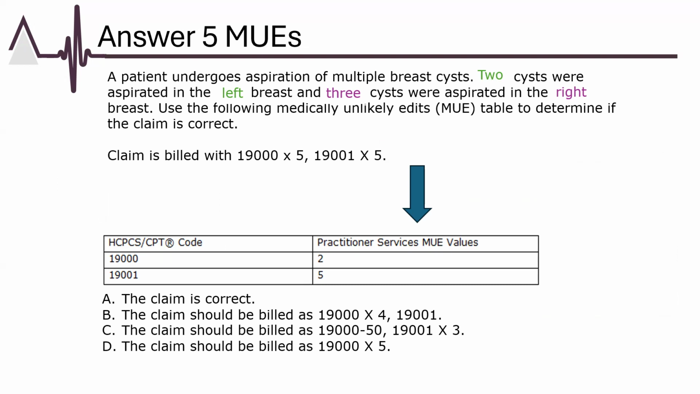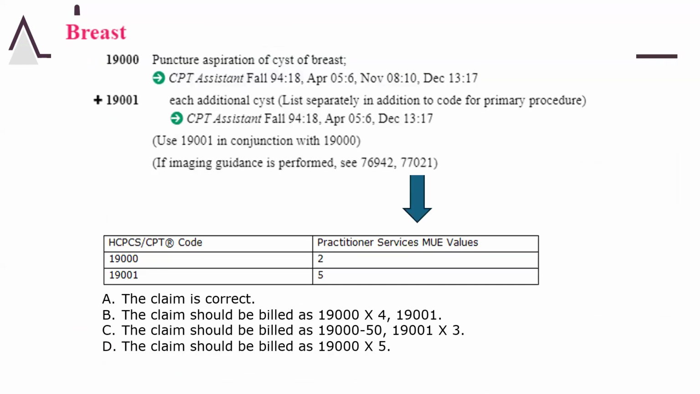Let's review the codes. 19000 is puncture aspiration of cysts of breast. This parent code is allowed twice because there is both a left and right breast. We can see the plus sign on 19001, making this an add-on code. This add-on code is for each additional cyst up to 5, regardless of the laterality.